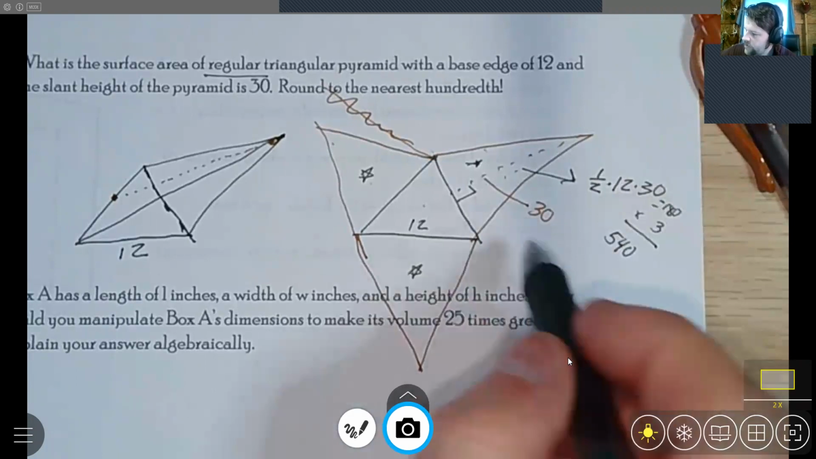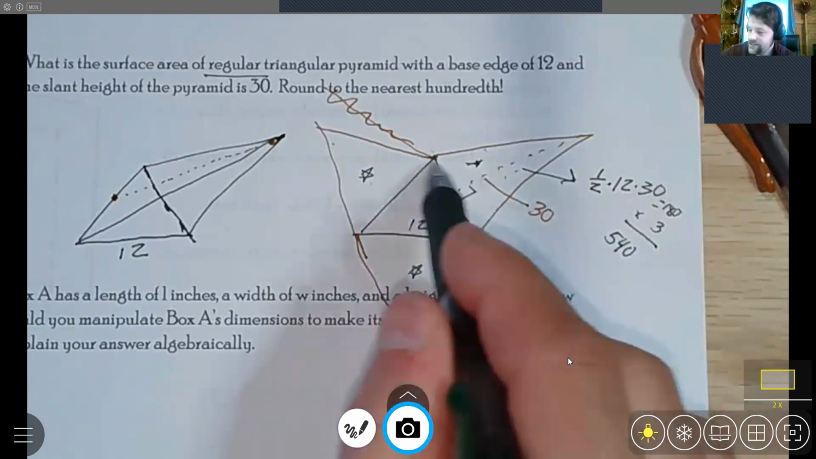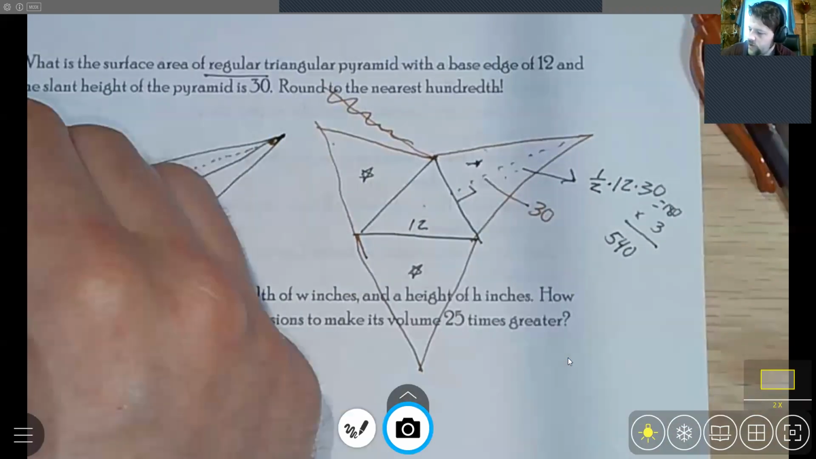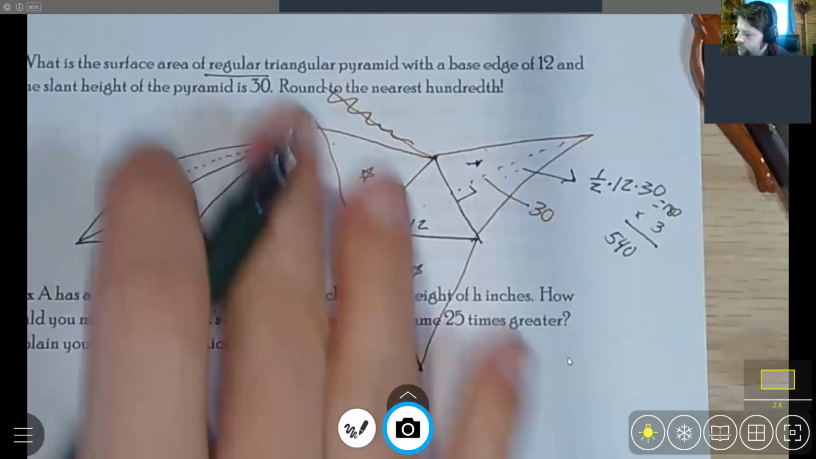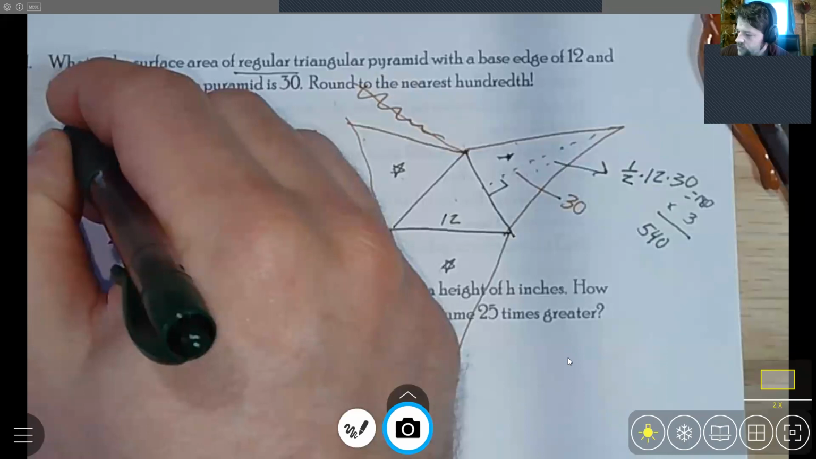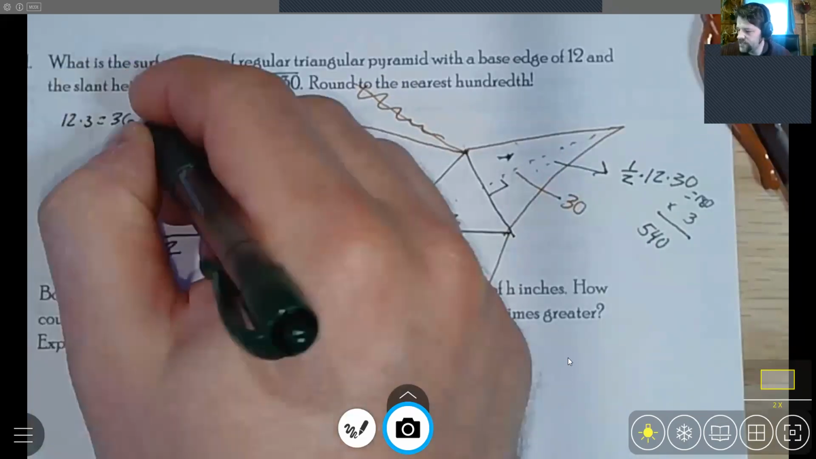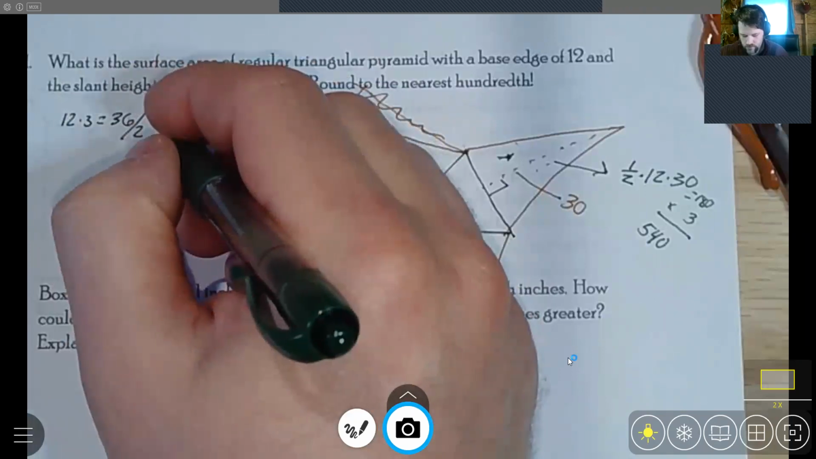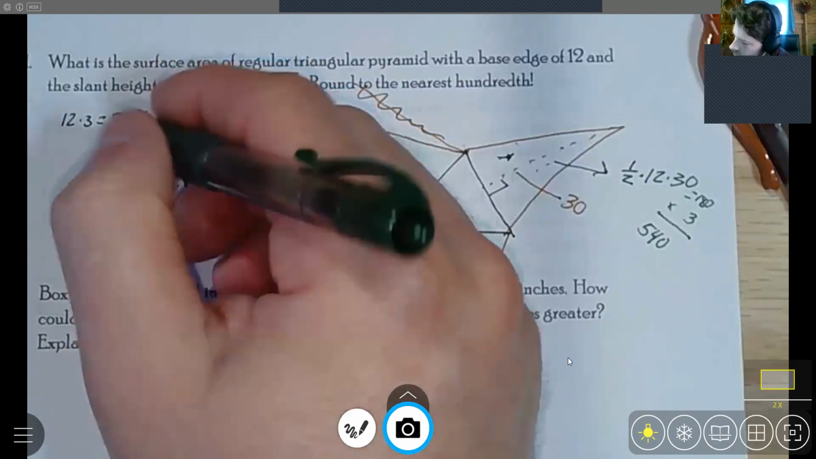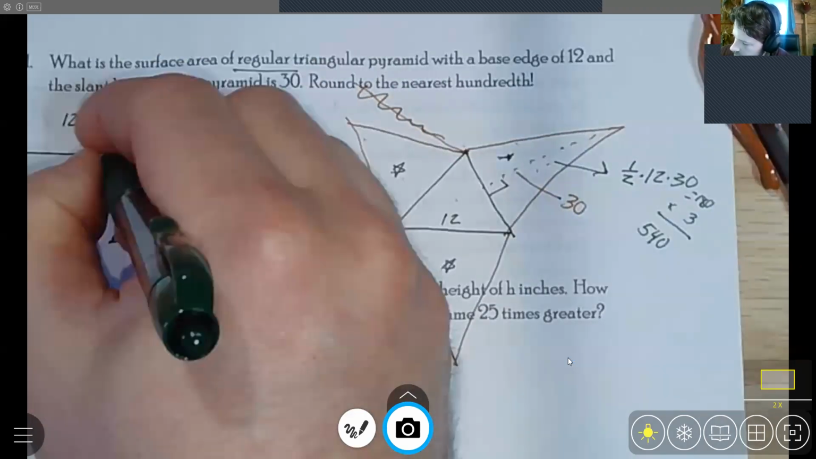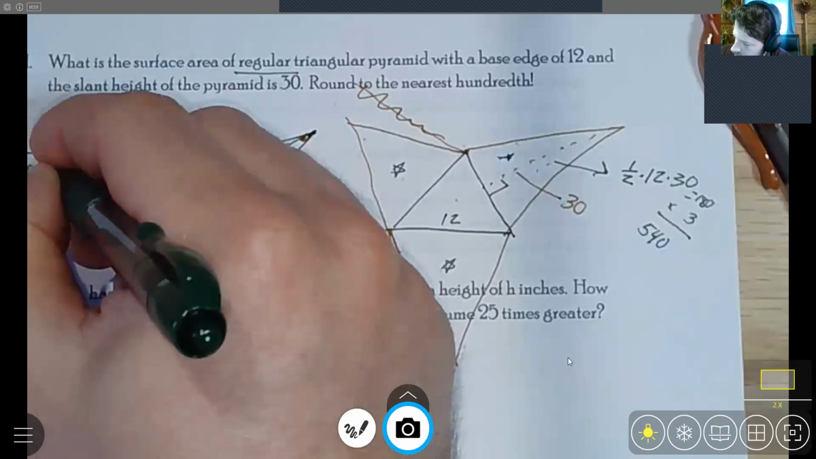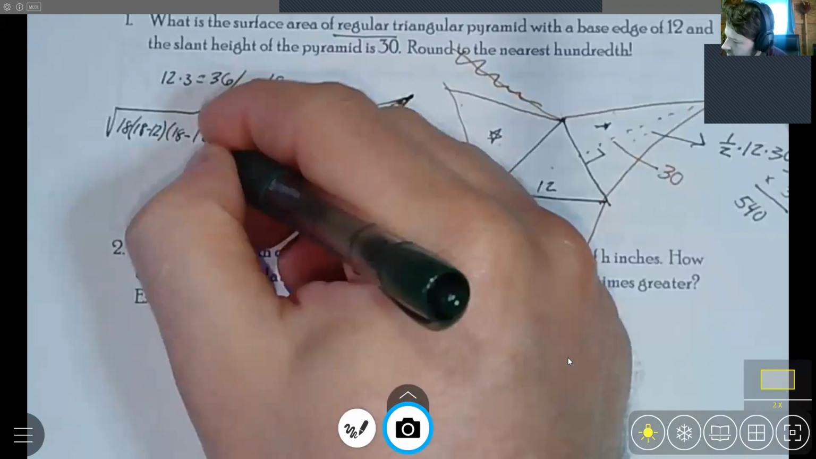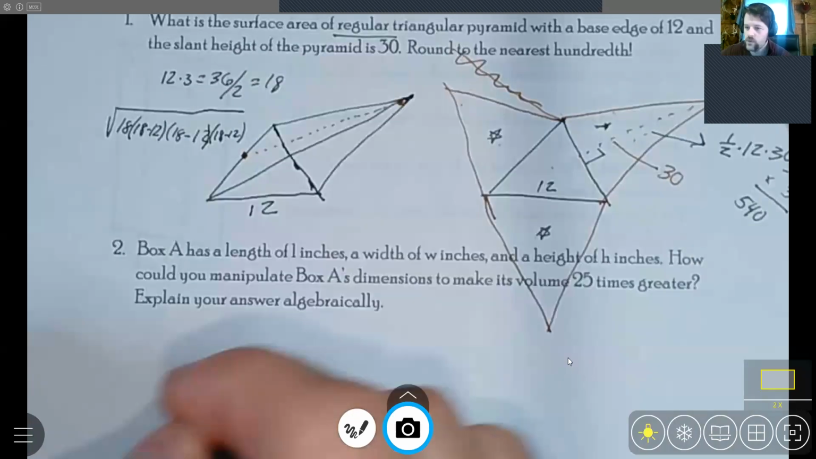And then you have to find the area of your base. So it's an equilateral triangle. So some of you used Heron's formula. So you have to find the semi-perimeter. So the base is 12 times 3 is 36, and then half of that is 18. That's your semi-perimeter. So then you take the square root of 18 times 18 minus 12 times 18 minus 12 times 18 minus 12. Okay, so that's one way to do it.